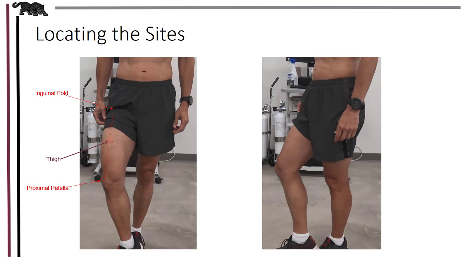You'll also see some sites use the medial calf. Jackson and Pollock does not, but it's simply the vertical fold at the widest portion. And again, notice that the calf is not supporting any weight.